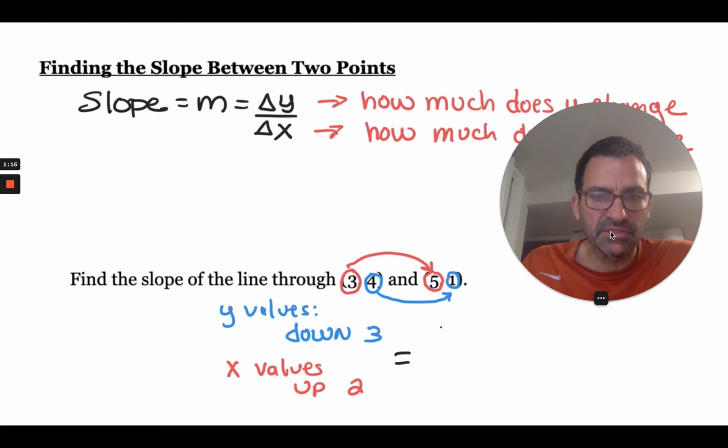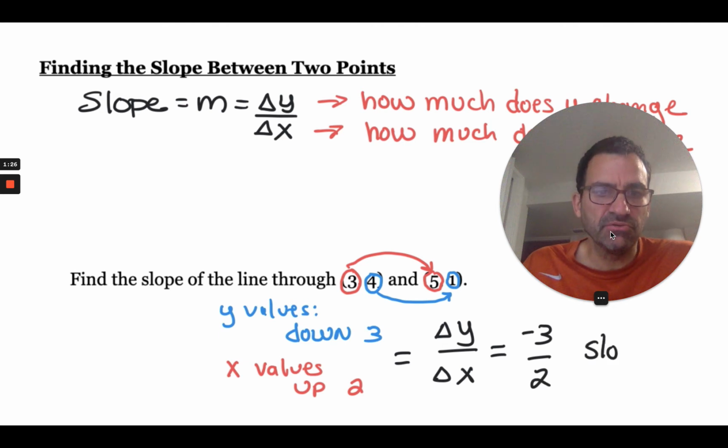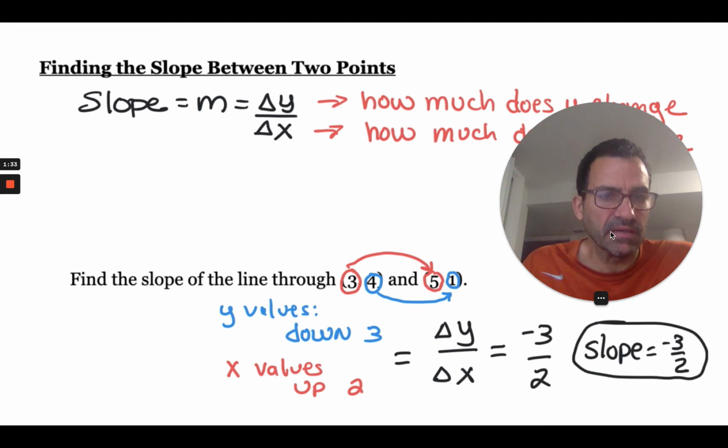So again, slope is change of y all over the change of x. The y goes down by 3, so that's negative 3. And the x goes up by 2, that's a positive 2. So our slope in this case is negative 3 halves, or you could write that as negative 3 over 2. Let's look at the second question.